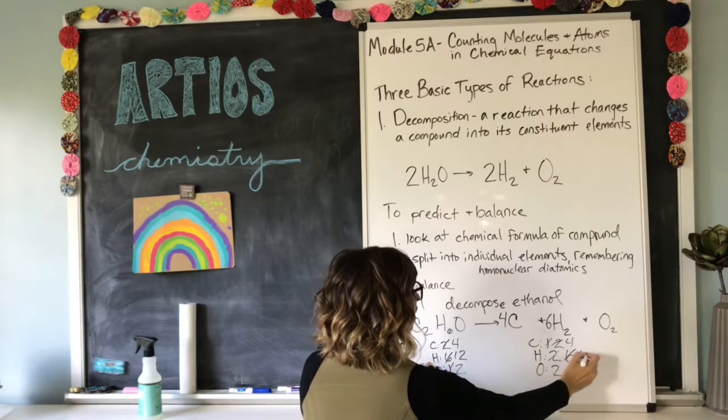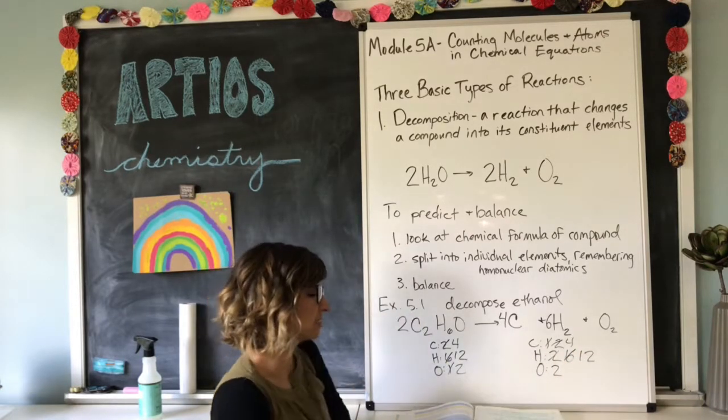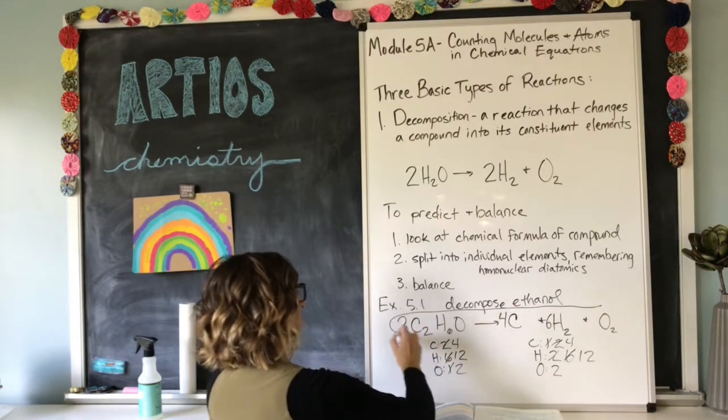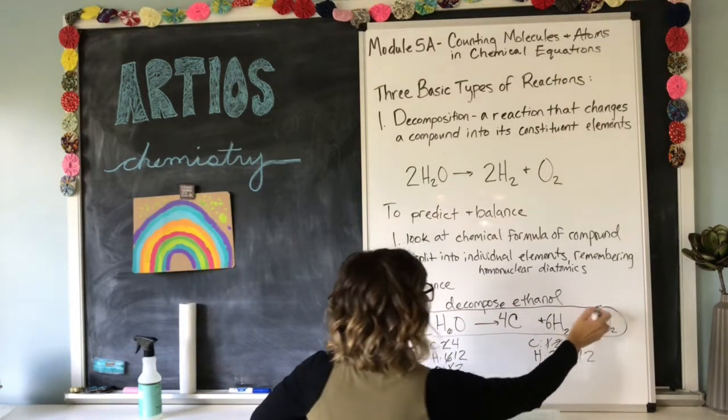So this is now 12, and our oxygens are still balanced. So now we have the balanced equation for the decomposition of ethanol.